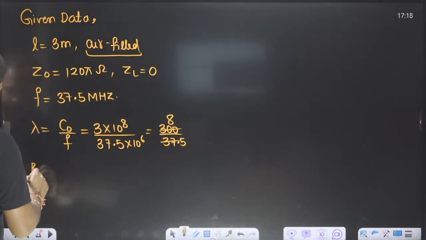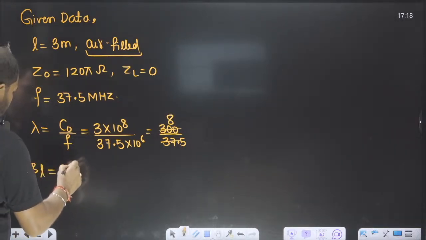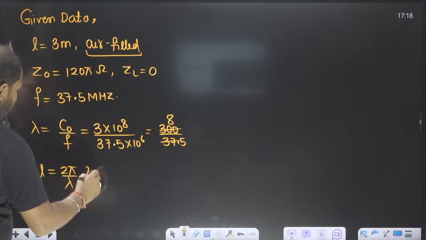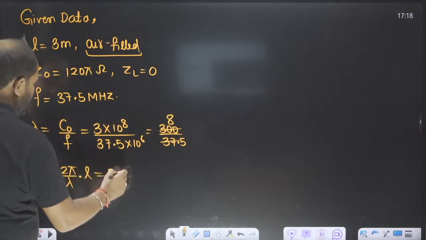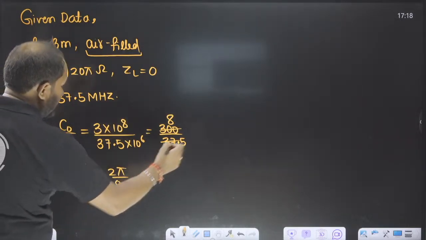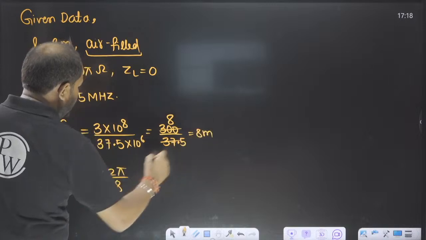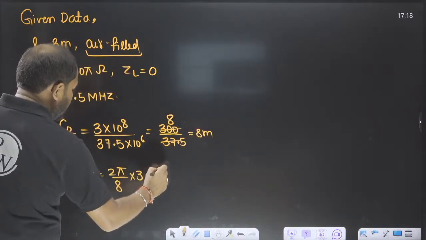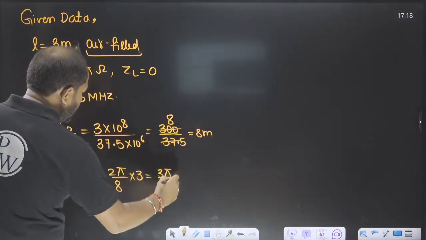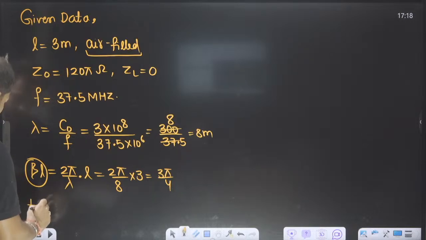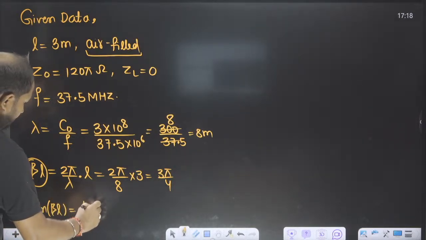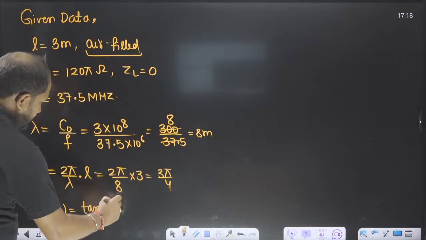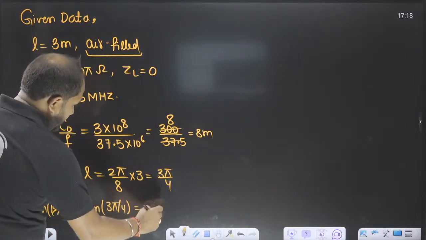Then we have beta L. Beta L is equal to 2 pi by lambda into L. This is the electrical length. Beta L is also known as electrical length. 2 pi by lambda, lambda is how much? 8 meter. And length we have given, so it is 3. So it will be 3 pi by 4. Tan 3 pi by 4 is how much? Tan 3 pi by 4 is minus 1. So our answer will be minus 1.